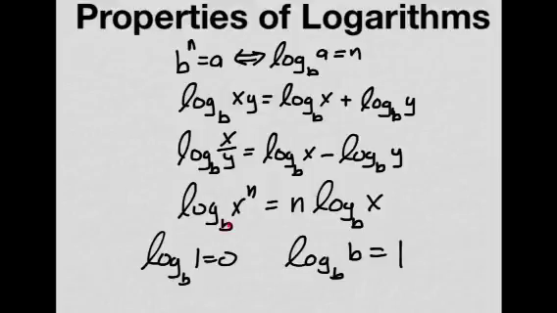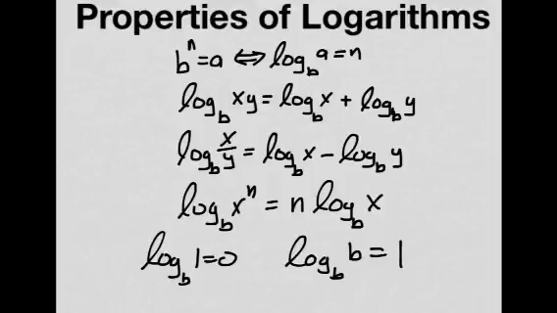Finally, if we're taking the log of a number to a power, we can take that power and bring it down in front of the log as a multiplier. So the log of x to the n equals n times the log of x. And then our simple ones: the log of 1 is always 0, and the log of the base is always 1.